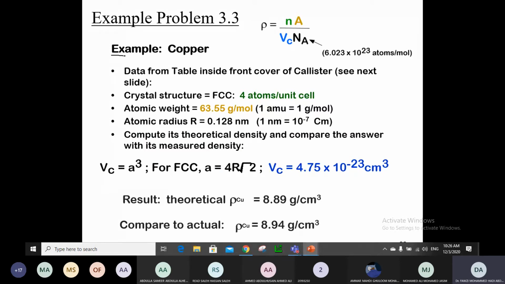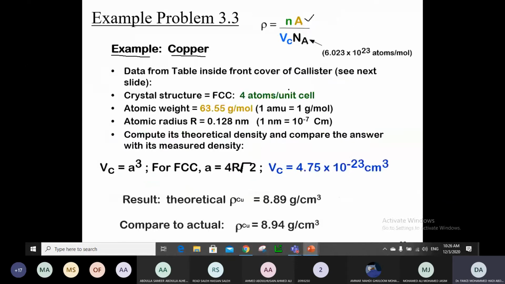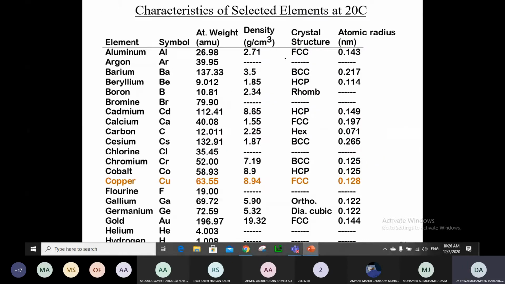So let's say, as an example, we want to determine the theoretical density of copper. Of course, if I tell you to determine the theoretical density of copper, I would give you the information, for example, the atomic weight, which you can get from the table, or I give you a table with the atomic weight, and I give you also the Avogadro number. The table normally looks like that. This table is available in your book as well.